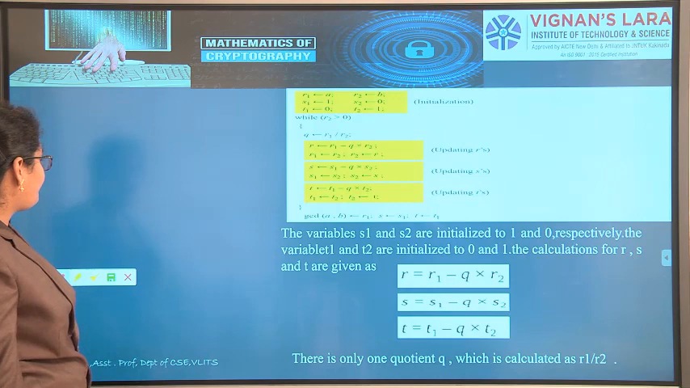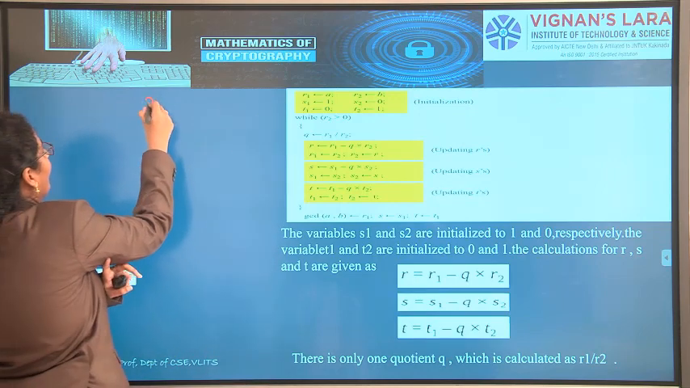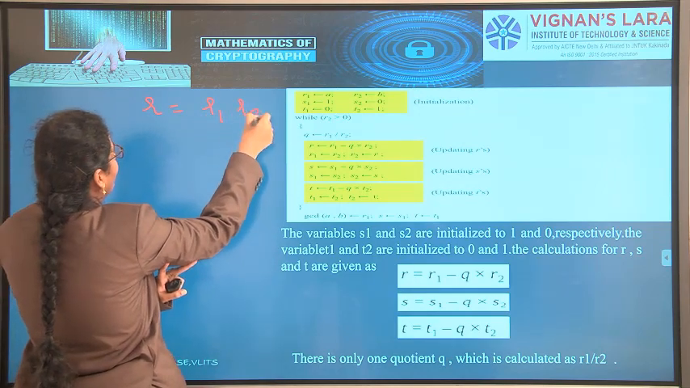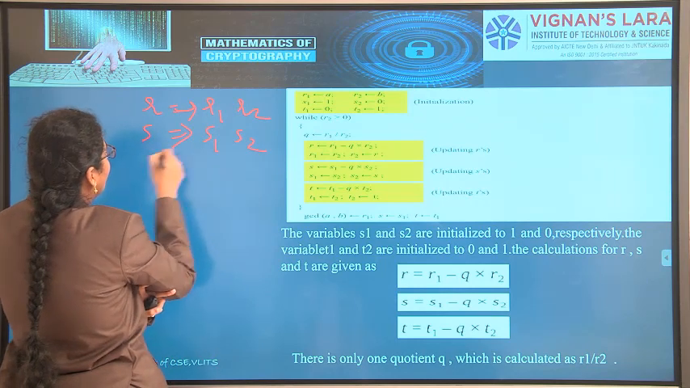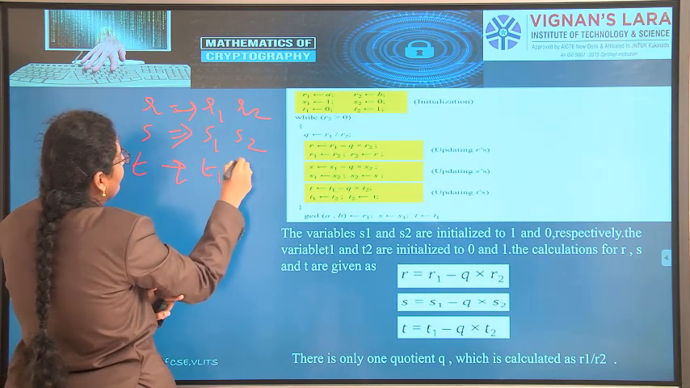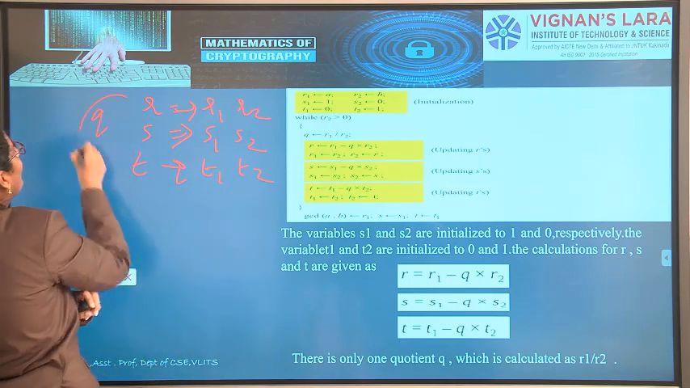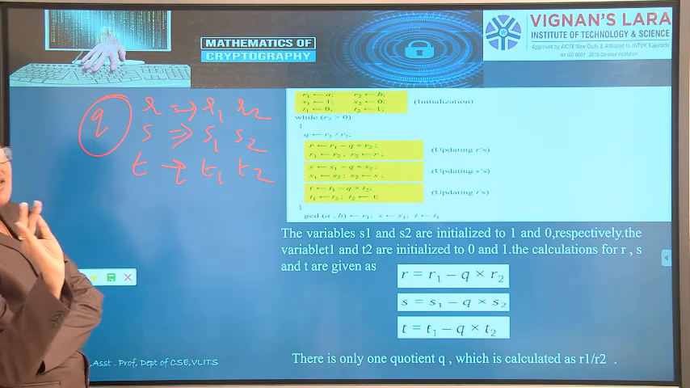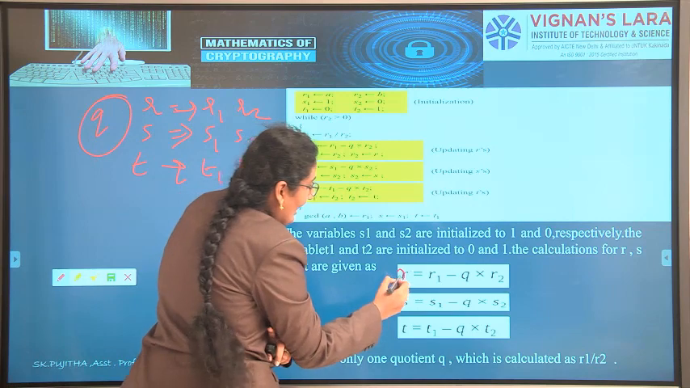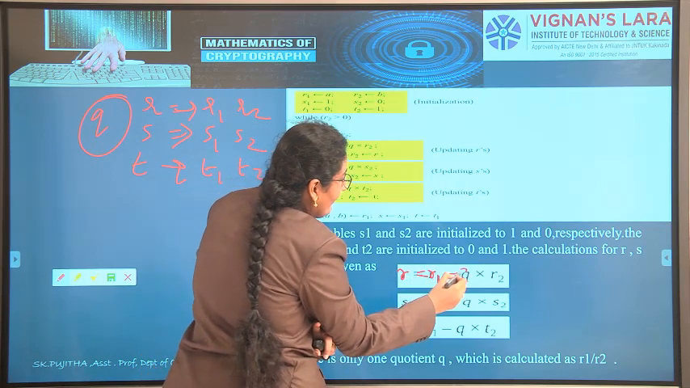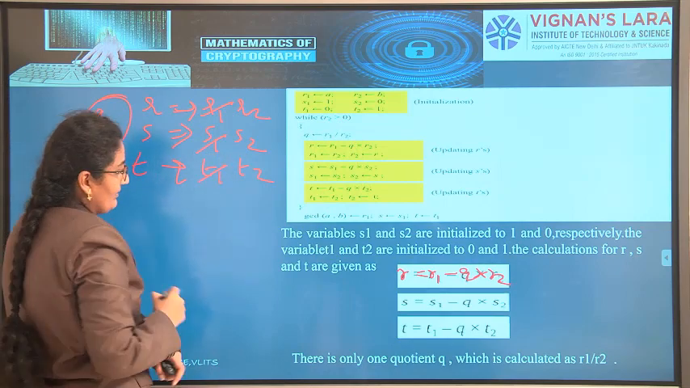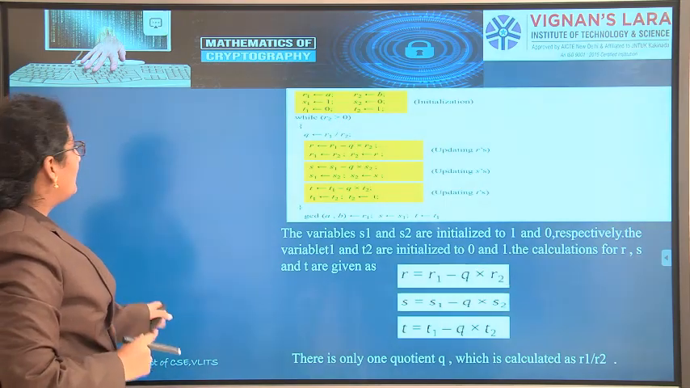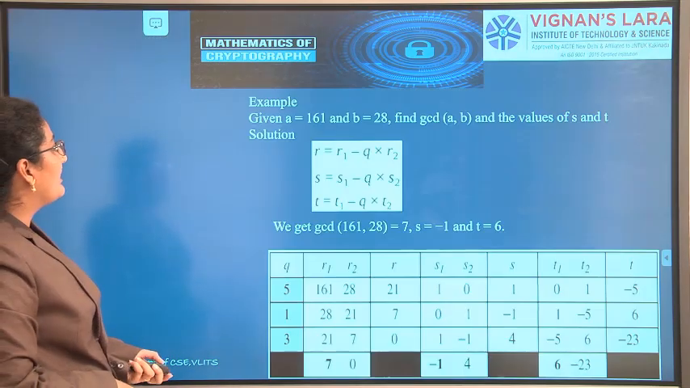See, remember? In R we have R1, R2. In S we have S1, S2. In T we have T1, T2. Q is the coefficient. So all the values here only we have. So R equal to R1 minus Q into R2. Every value here only we have. This is the working of extended Euclidean.